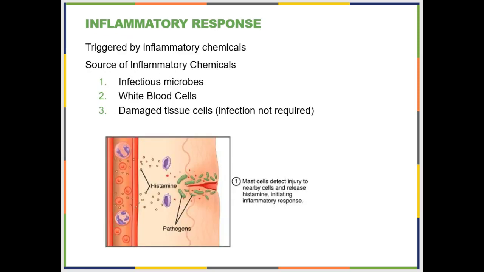So the first thing you want to know is what can trigger inflammation. It can be the presence of infectious microbes, either the microbes themselves or metabolic byproducts. Your white blood cells, obviously, histamines released from basophils and other white blood cells can cause inflammation if they detect infection. But sometimes it's just tissue damage, right?